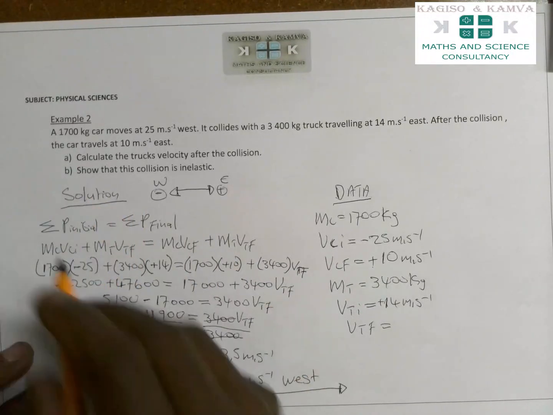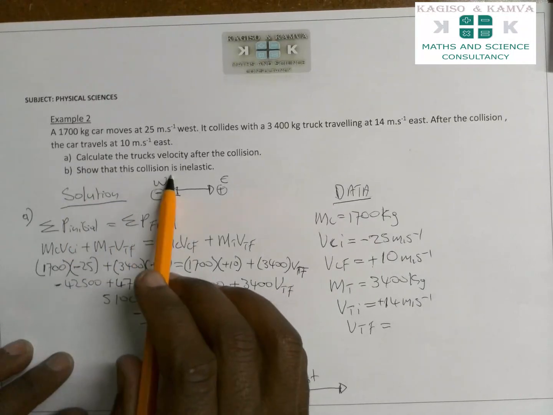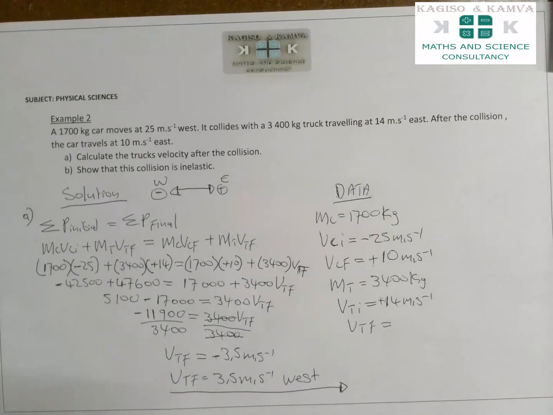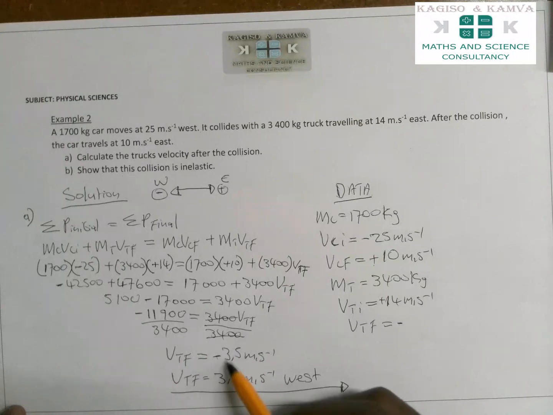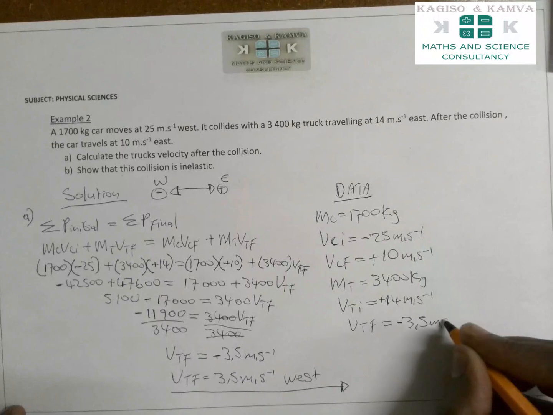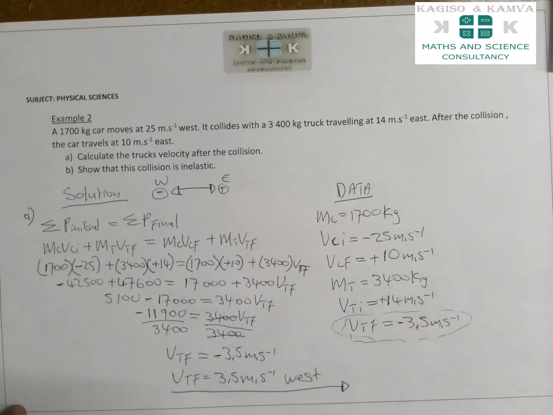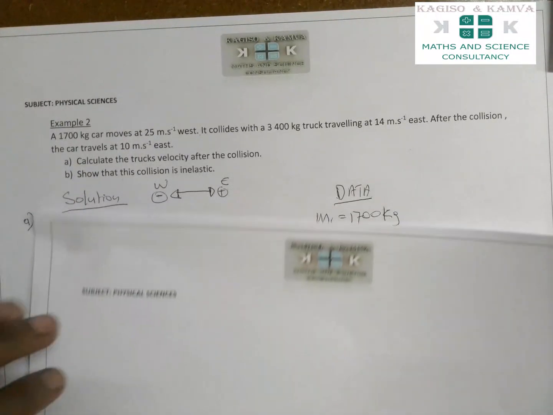So that was A. For B, we have to show that this collision is inelastic. Now how do we show that? Now that we have the final velocity of the truck, which we just found is negative 3.5 meters per second, we have everything. So now let us do B.